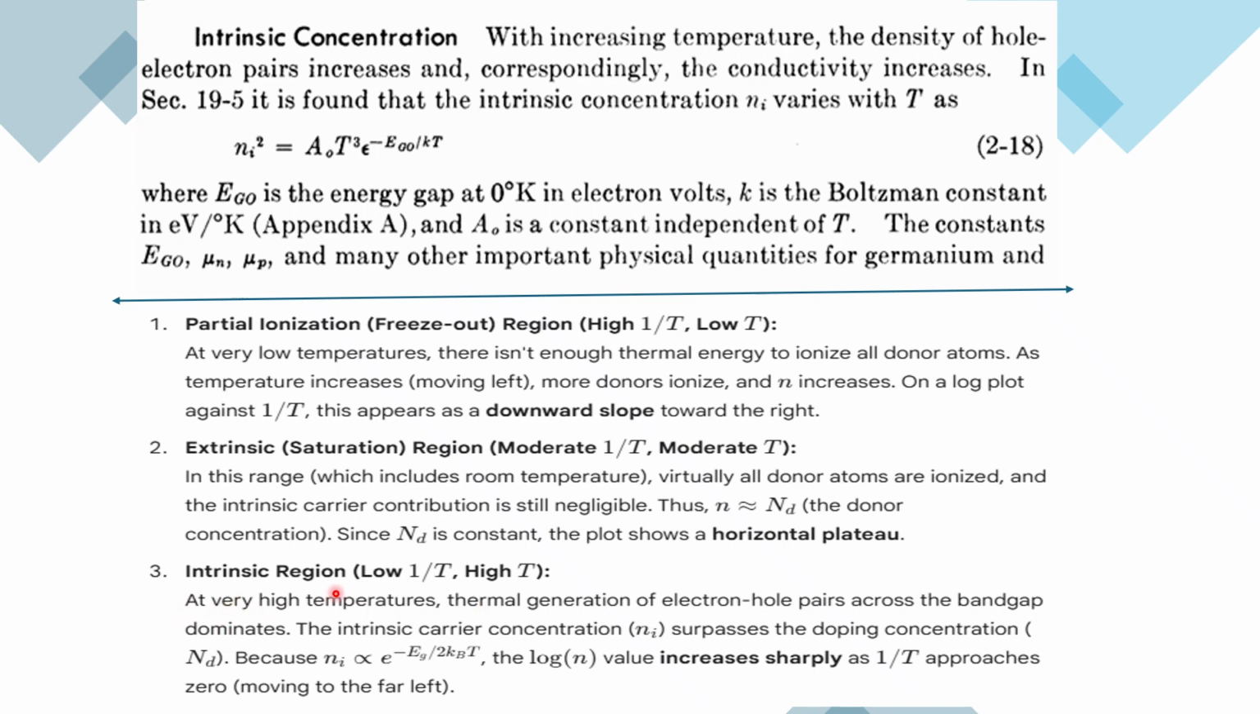Then for the last region, the intrinsic region, at very high temperature, 1/T will be very low, and thermal generation of electron-hole pairs across the band gap dominates, so the intrinsic carrier concentration surpasses the doping concentration and it will increase very high, almost going to infinity, right? So this is the actual solution. Finally, your option A is correct, right?